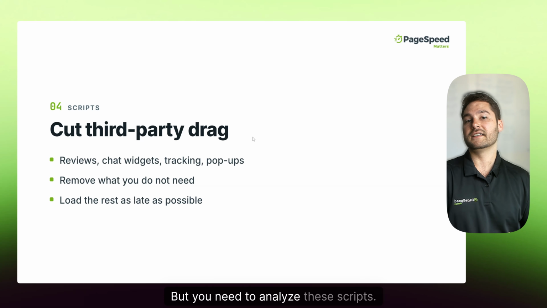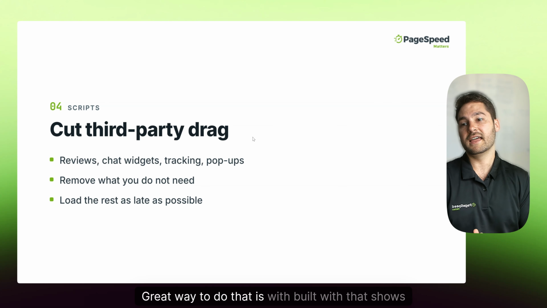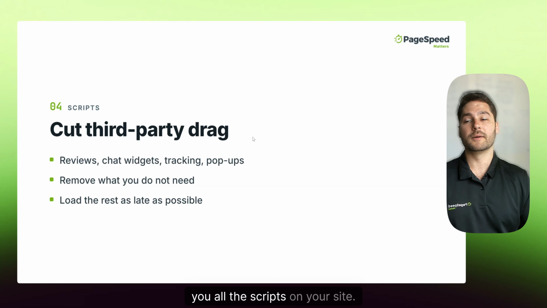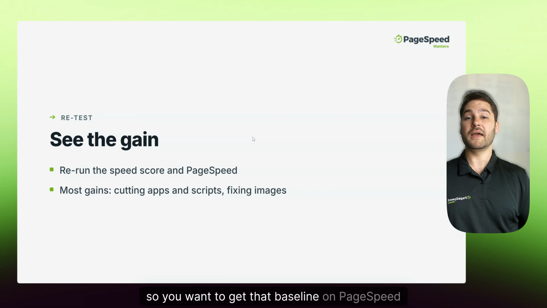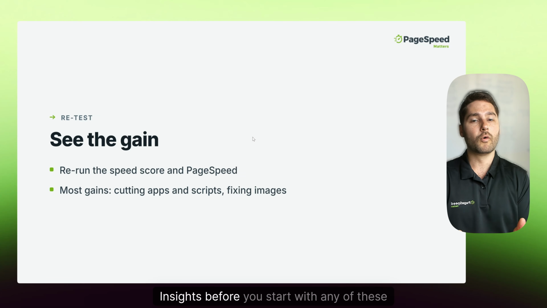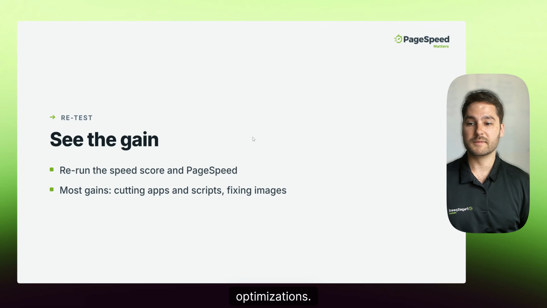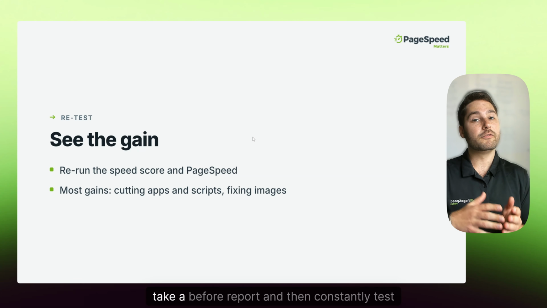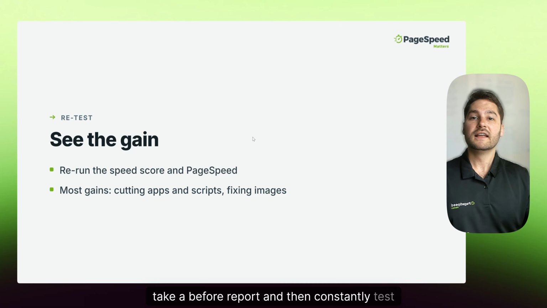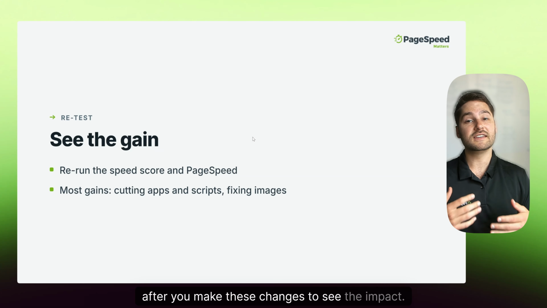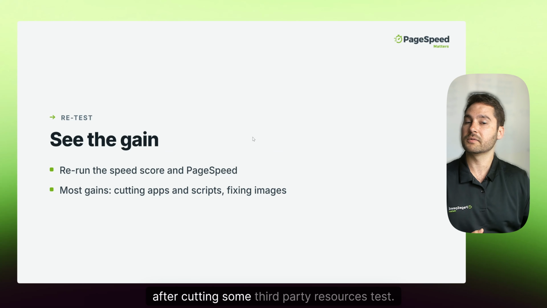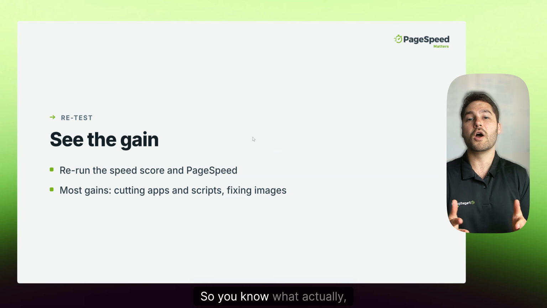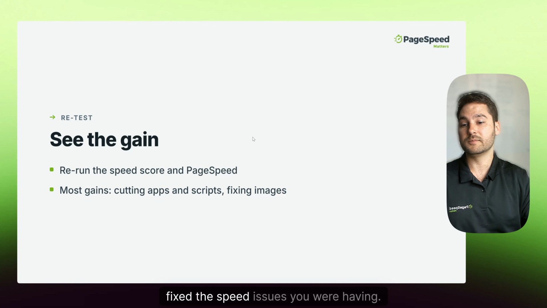But you need to analyze these scripts. A great way to do that is with BuiltWith. That shows you all the scripts on your site. Obviously, PageSpeed Insights, which we went over earlier, is a great one to look at as well. So you want to get that baseline on PageSpeed Insights before you start with any of these optimizations. So get your baseline, take a before report, and then constantly test after you make these changes to see the impact. So after images, test. After apps, test. After cutting third-party resources, test. So you know when you've actually fixed the speed issues you were having.